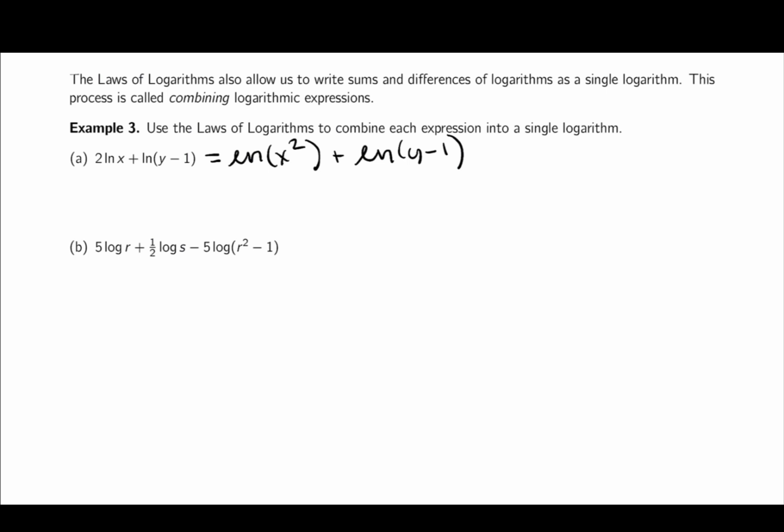Another thing that I notice is that I am adding two different logarithms. So I can use my first law of logarithms to write this as one single logarithm where I multiply the arguments. It'll look like this.